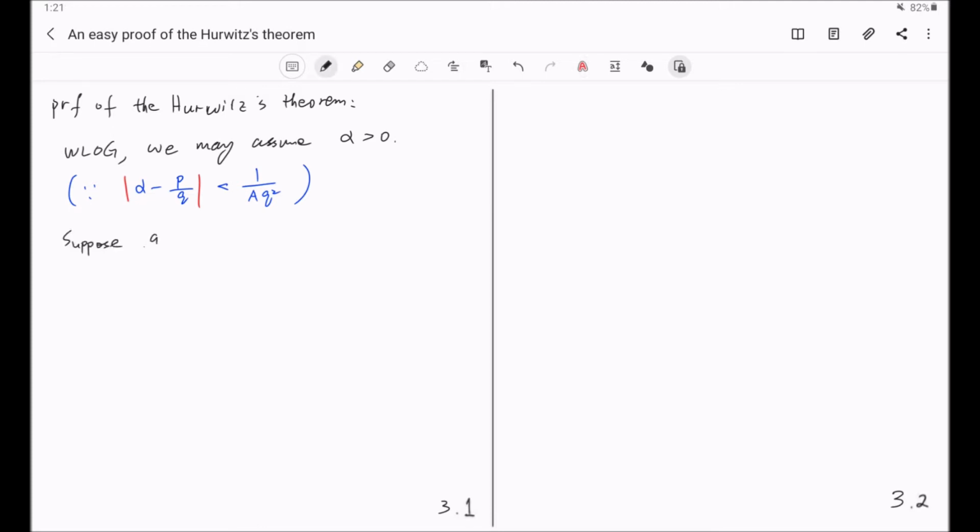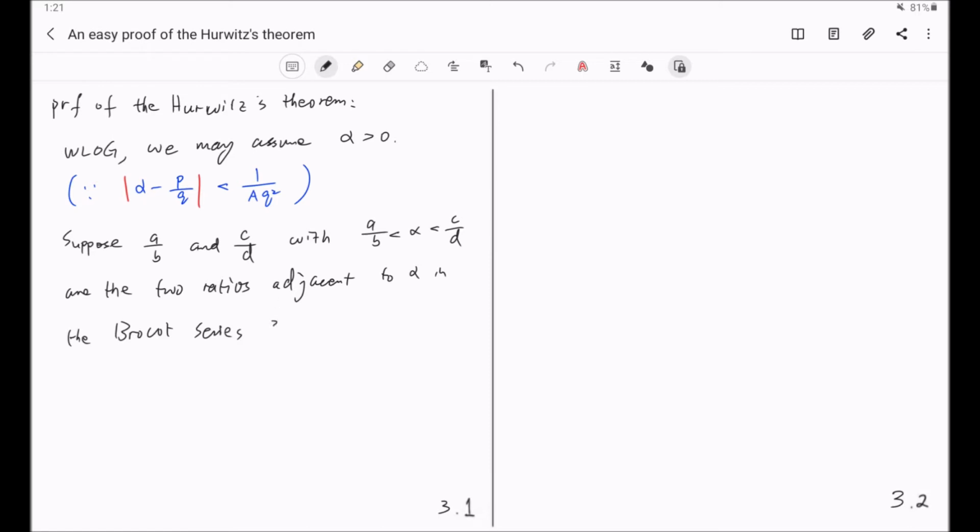Now suppose a over b and c over d, with alpha squeezed between them, are the two ratios adjacent to alpha in the Farey series. Here is our goal.